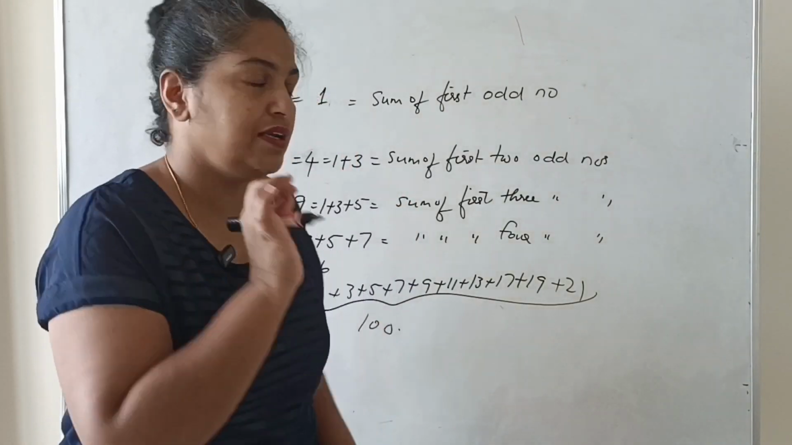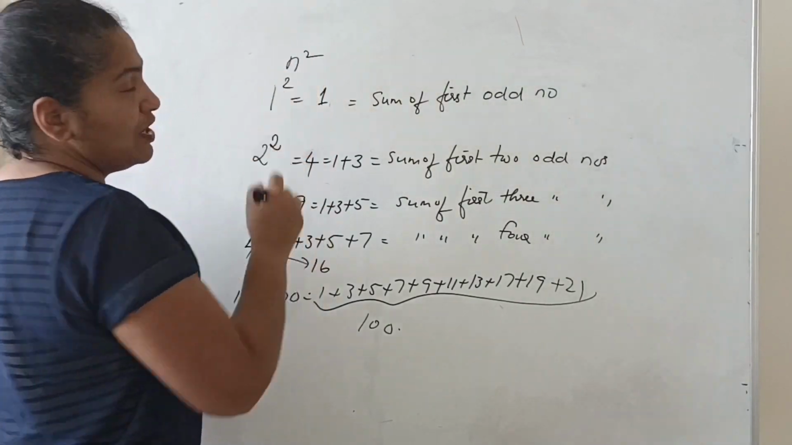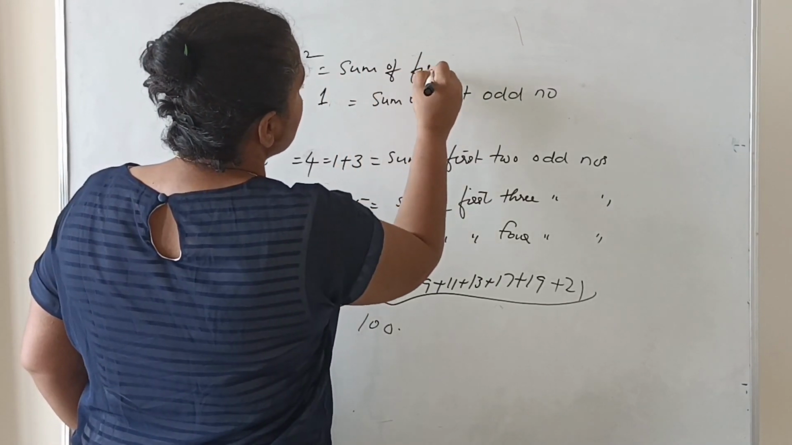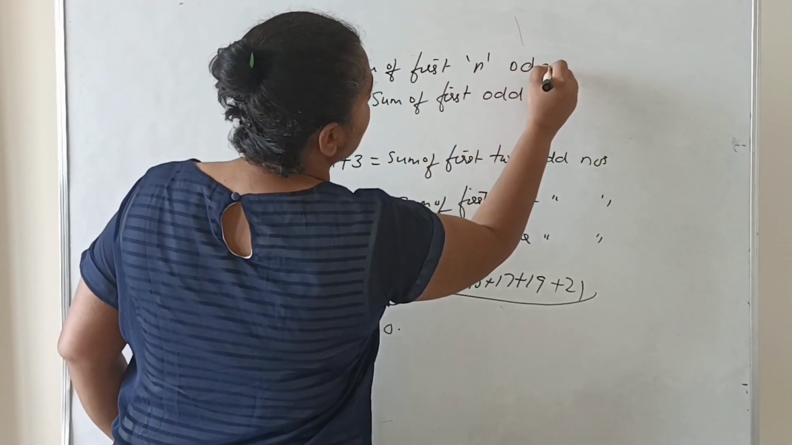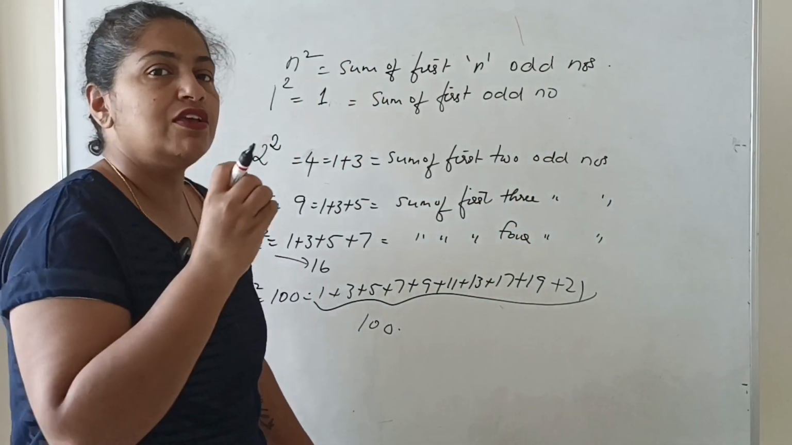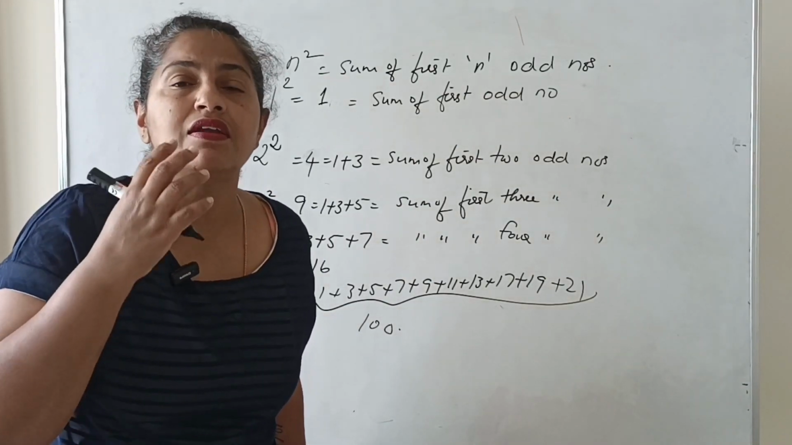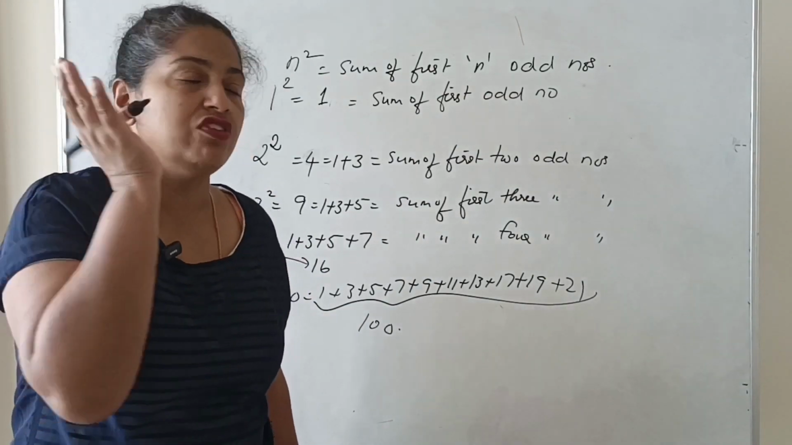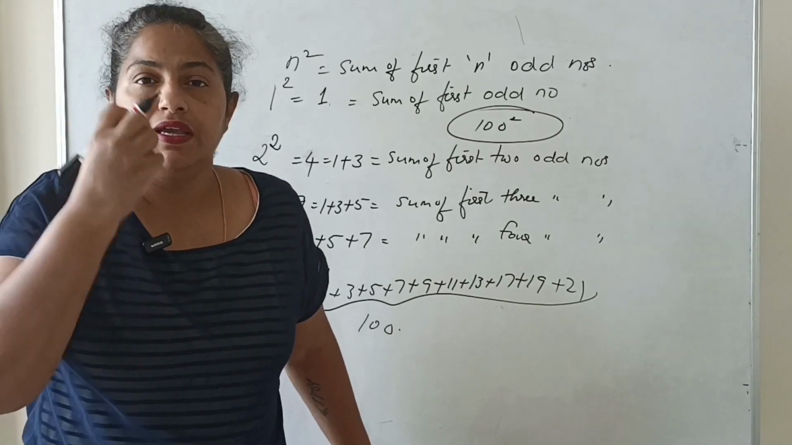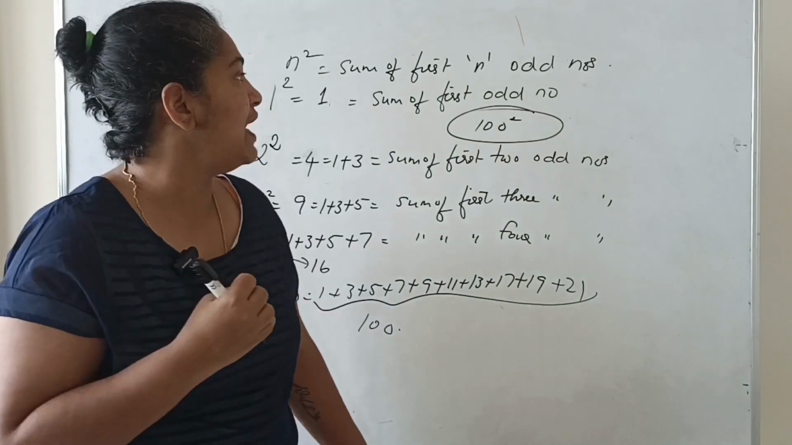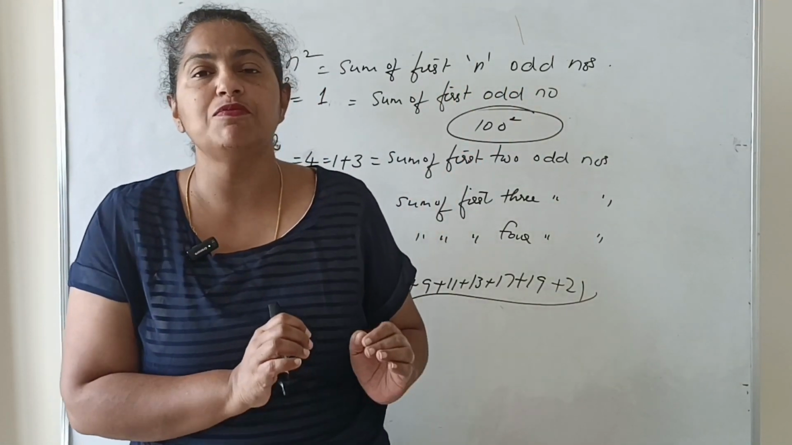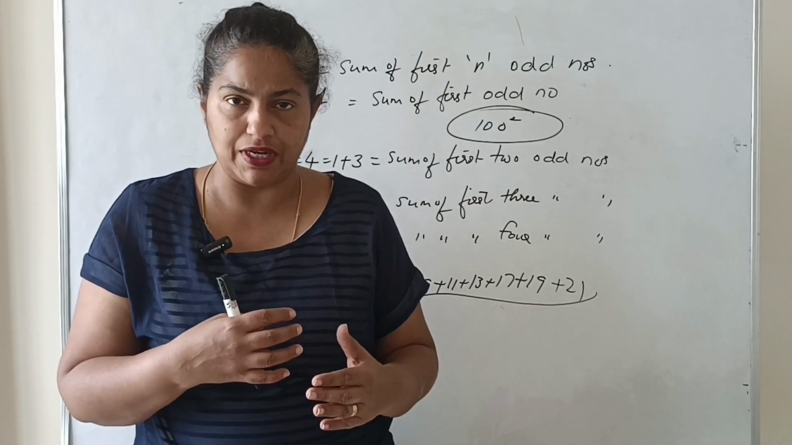So following this pattern, if n is any natural number, what is n square? N square will give me the sum of the first n odd numbers. So if somebody is asking you to find the sum of the first 100 odd numbers, you don't have to add them, you just have to find the value of 100 square. So basically, n square or n into n will give me the value which is equal to the sum of the first n odd numbers. So let us apply this property to a sum so that you get a better understanding of this property.